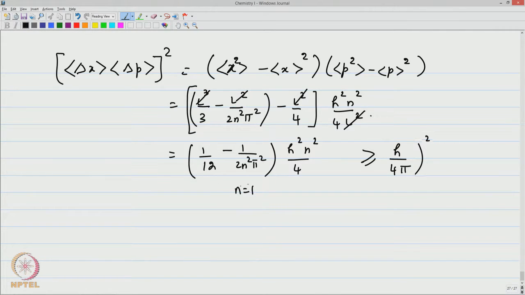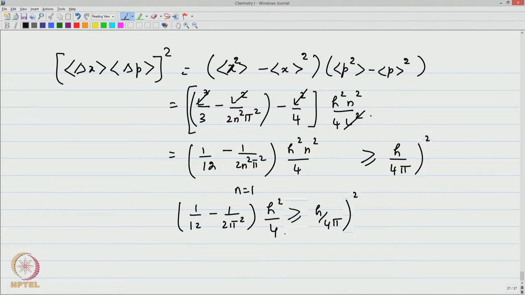Therefore, this term keeps on increasing, and this term also keeps on increasing. Therefore, the smallest value is obtained when n is 1, and when n is 1, you have 1 by 12 minus 1 by 2 pi square times h square by 4, which gives you roughly a number close to this, but greater than this number h by 4 pi. Okay. It's easy to just numerically check this out. It is greater, not greater than or equal, it is greater than h by 4 pi.